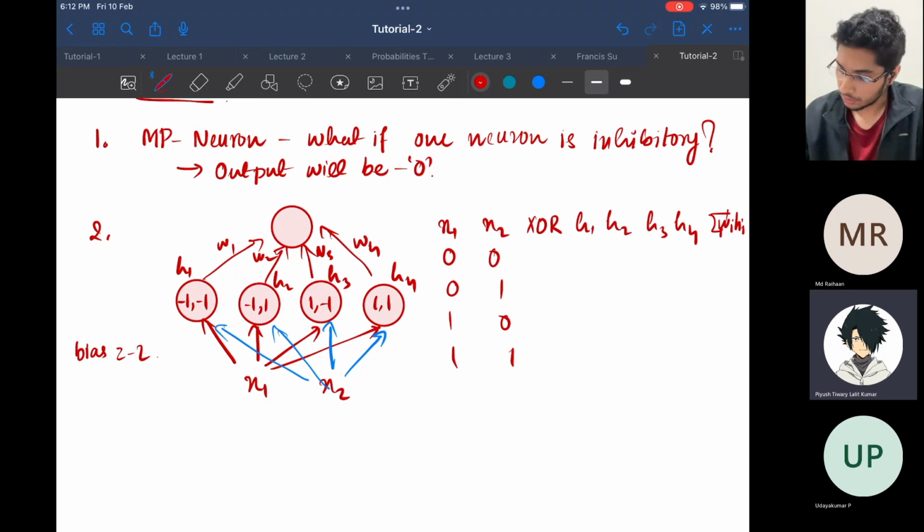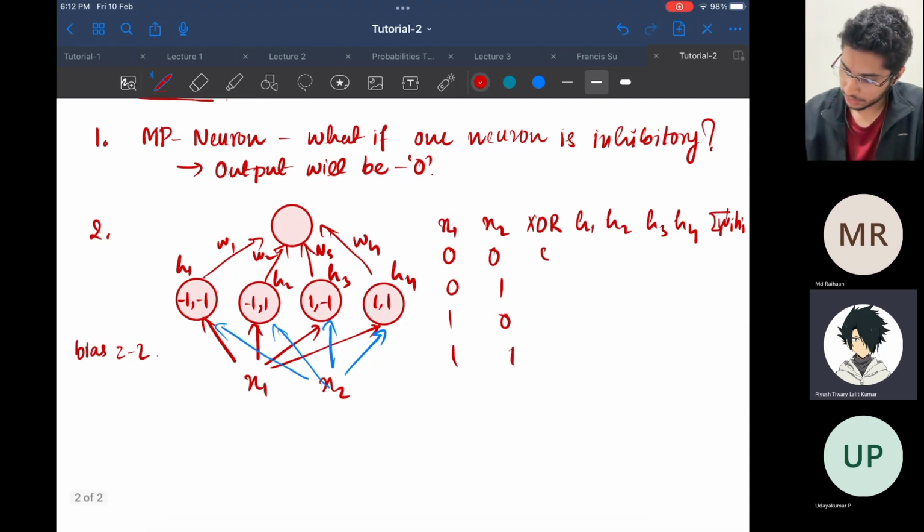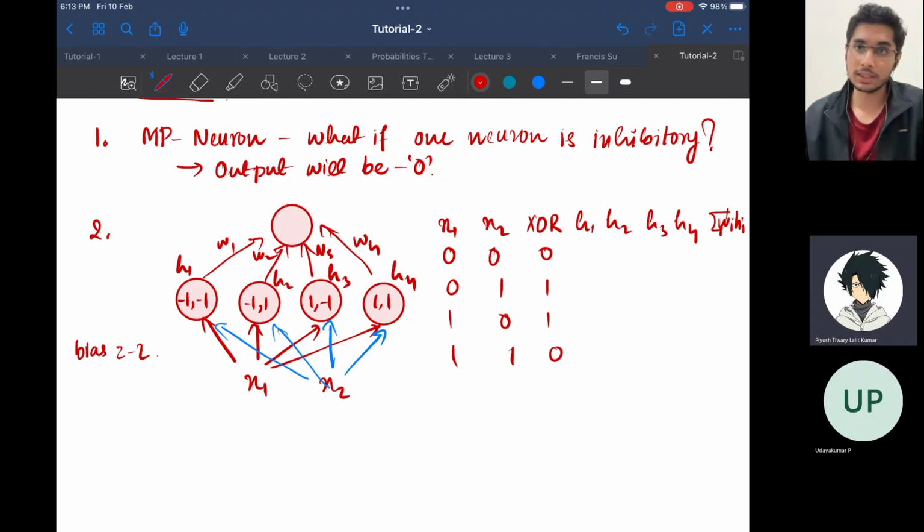The XOR operation's output would be here: it will be 0, it will be 1, 1, and again 0. So the XOR operation wants your inputs to not be equal. That is what the XOR operation is. So okay, let me illustrate what is going on here.